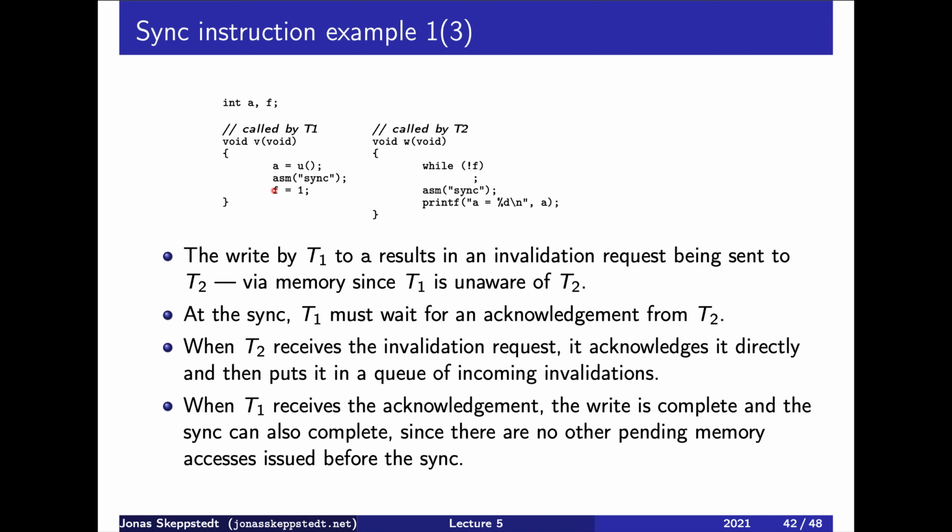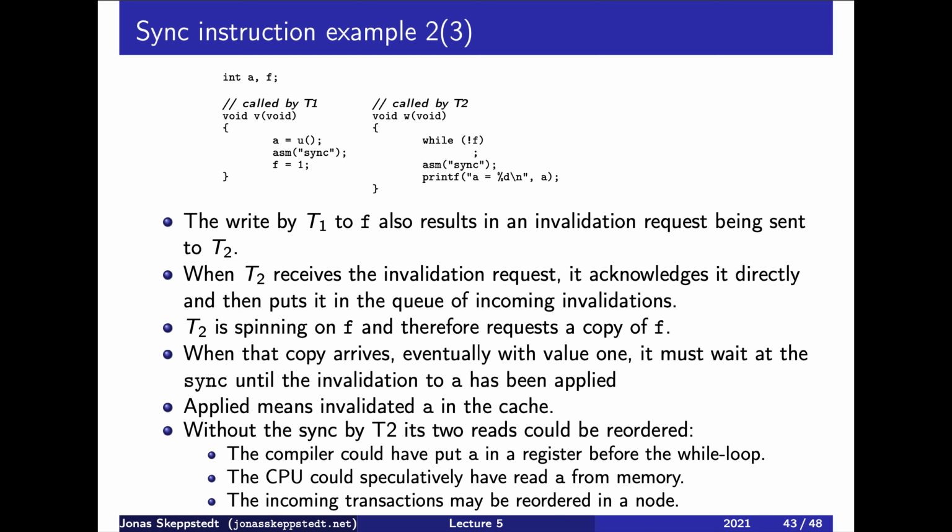And, well, we continue to the next slide. So this write will also result in an invalidation request being sent eventually to T2. And T2 will put this in a queue of incoming invalidations. And eventually, when it receives such an invalidation request, it puts it in a queue and acknowledges it immediately. And this makes the write completion quicker.